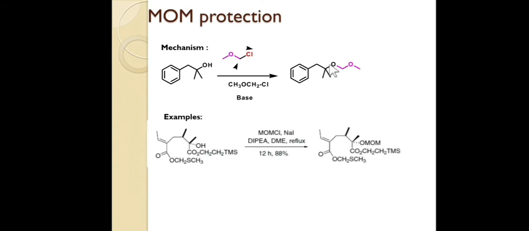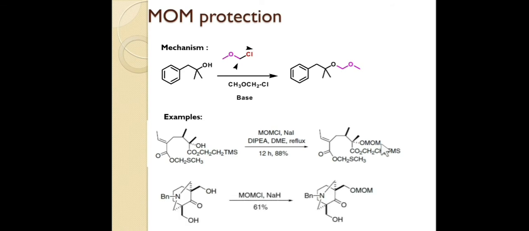There are some examples which show how it is used in complex synthesis. In this example, this OH was protected by MOM chloride in presence of NaI and DIPEA, that is diisopropylethylamine. So we get the OH protected with MOM, that is O-MOM, methoxymethyl protection of OH. In the second example we have two OH groups. If we use one equivalent of methoxymethyl chloride in presence of base, here sodium hydride, we get protection of one of these OH groups with MOM. This is how we do the MOM protection.